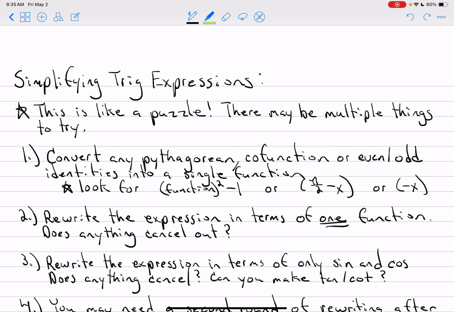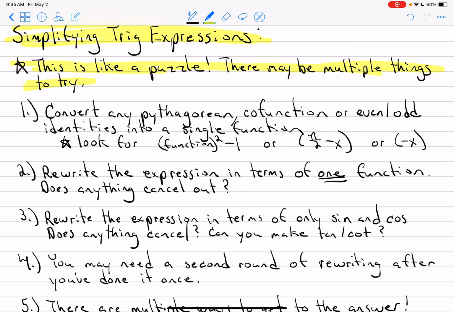Let's get this. Let's talk about simplifying trig expressions. So this part of it, you just need to get it down in your notebooks, all right? So this is like a puzzle. There may be multiple things that you can try to make this happen. But again, I gave you a nice little flow chart that you can go through that I think will help you out 90% of the time.